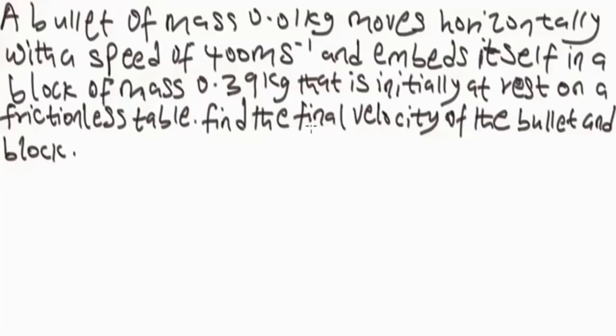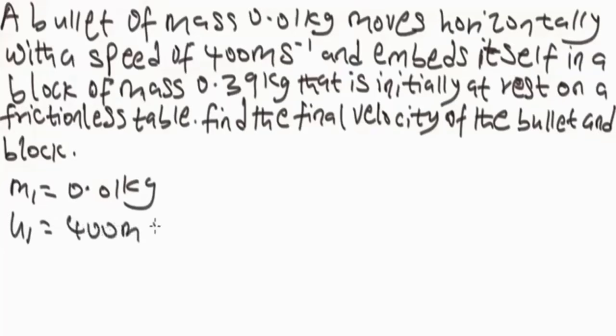Find the final velocity of the bullet and block. Let's get our parameters so that we know the right formula to apply for this problem. In this question, we have our m1 to be 0.01 kg. We have our u1 to be 400 meters per second. We have our m2 to be 0.39 kg.